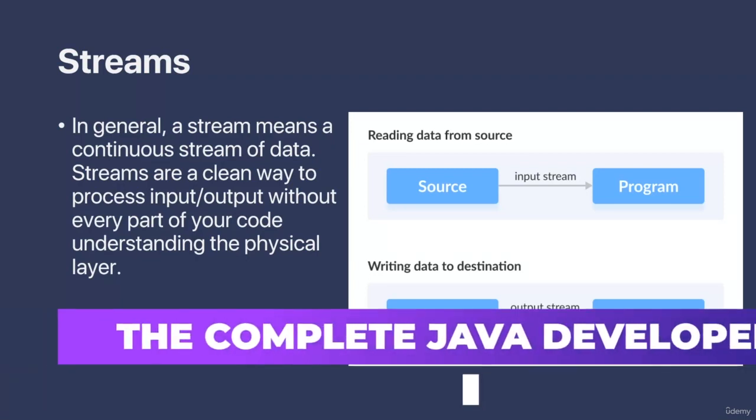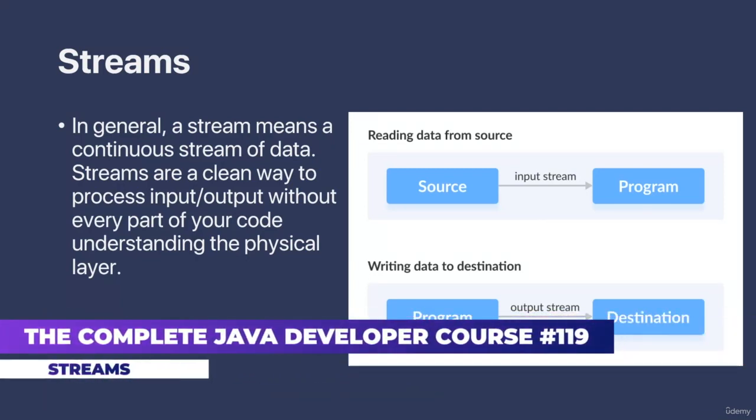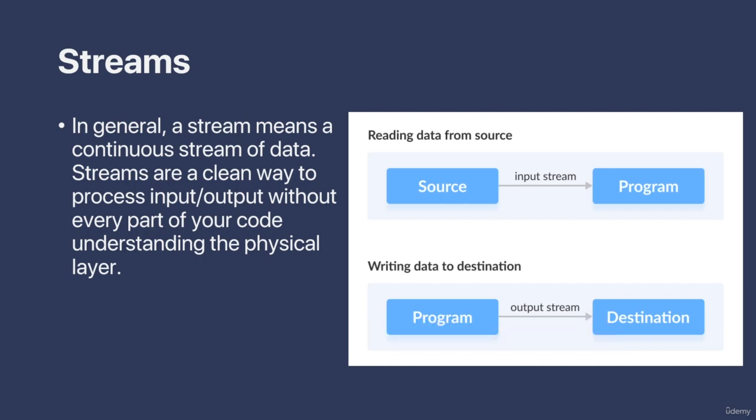We are going to talk about streams in Java. In general, a stream means a continuous stream of data. Streams are a clean way to process input-output without every part of your code understanding the physical layer.